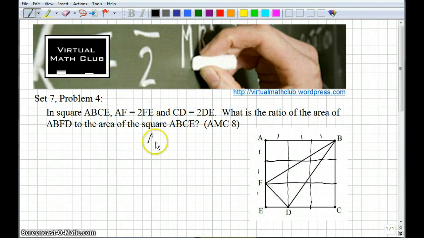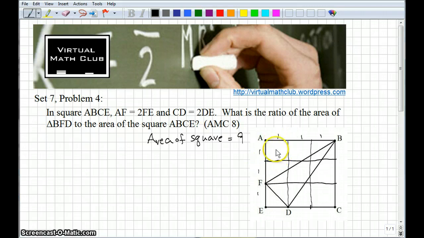I'm going to say the area of the square equals 9. Okay, and that's 9 of these square units. So we'll just take that as our unit of measure.